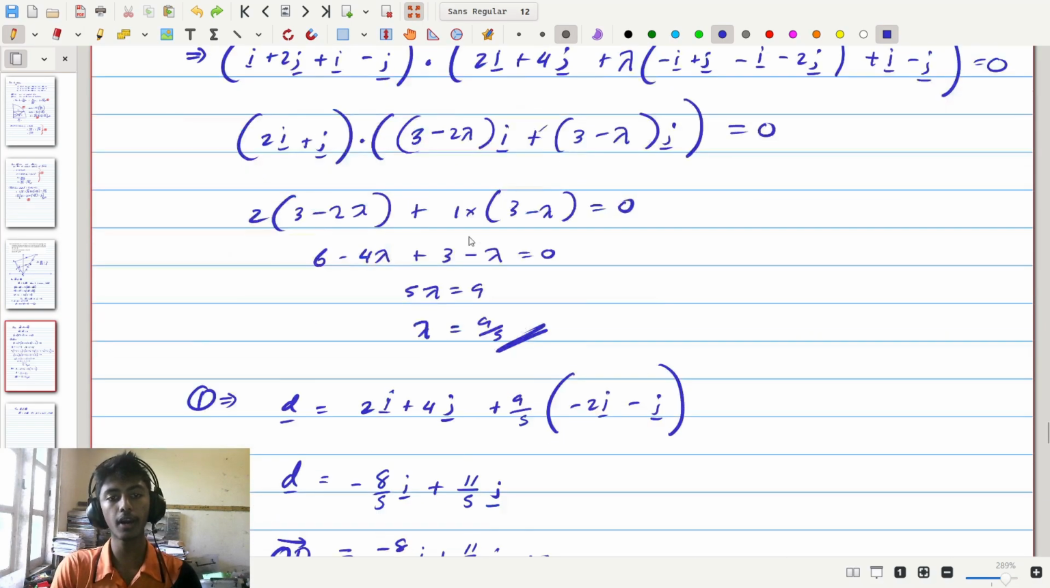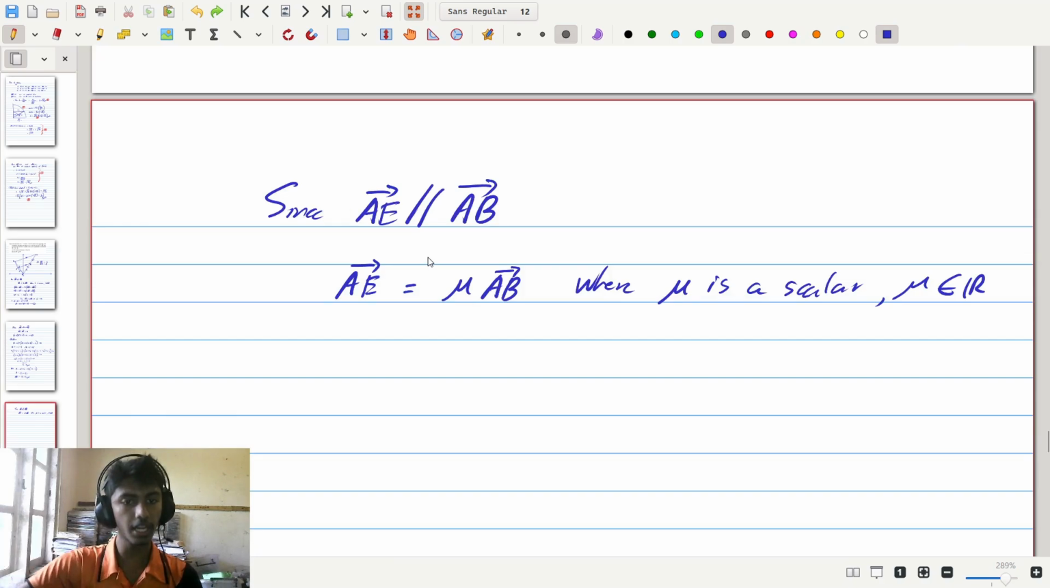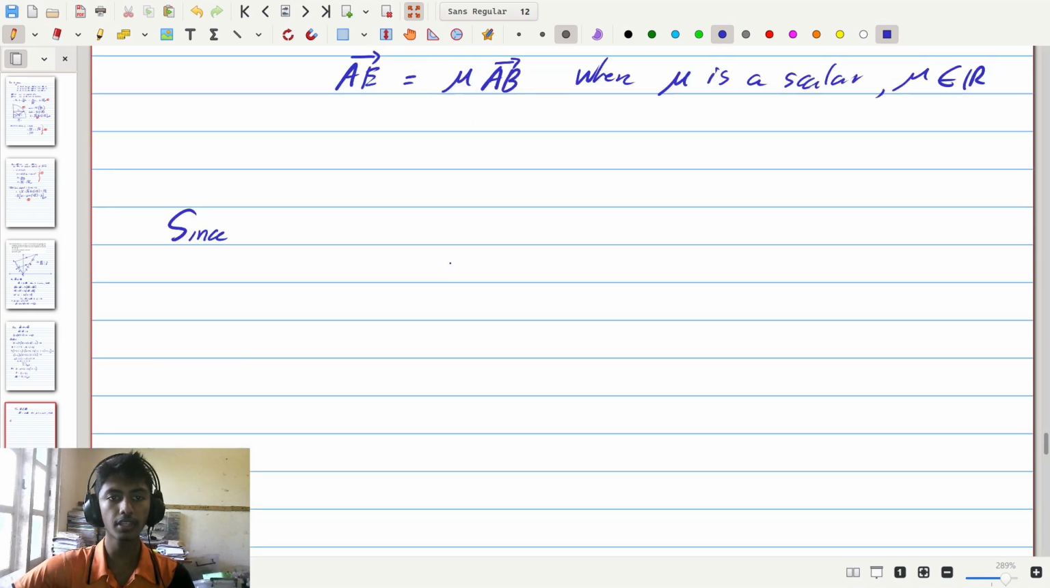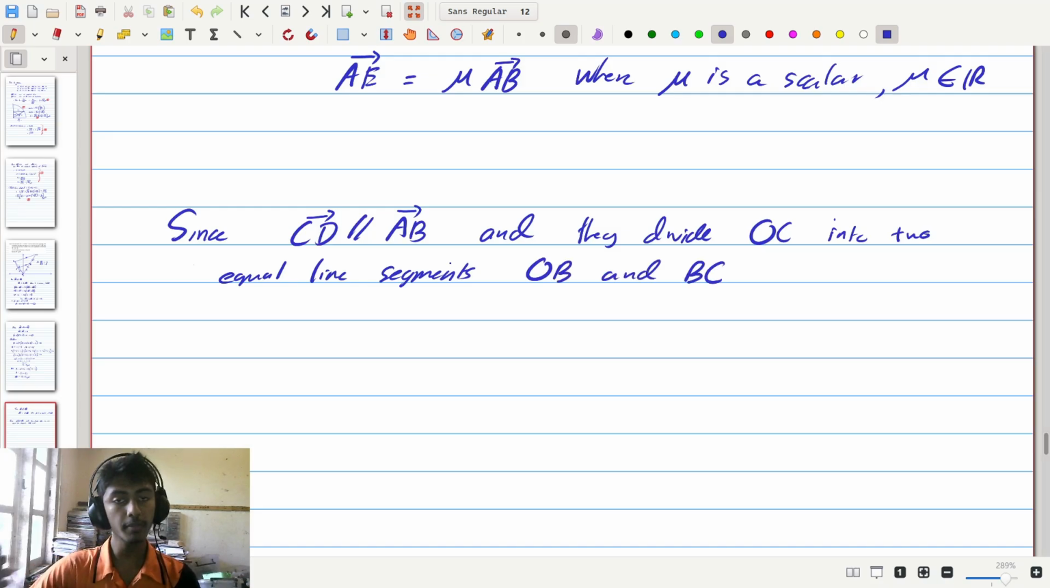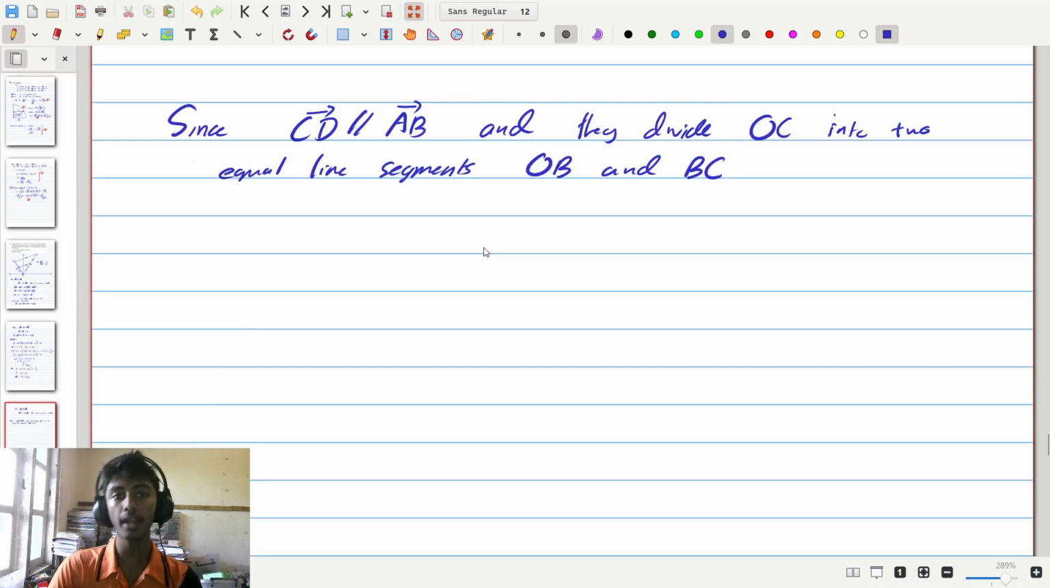So due to that, if we go down, we have to of course describe this. To describe the situation, we have to say something like: since CD vector is parallel to AB vector, they divide the OC line into two equal line segments, OB and BC. The same will be true for any other line that passes through the point O and cuts through both of these lines.